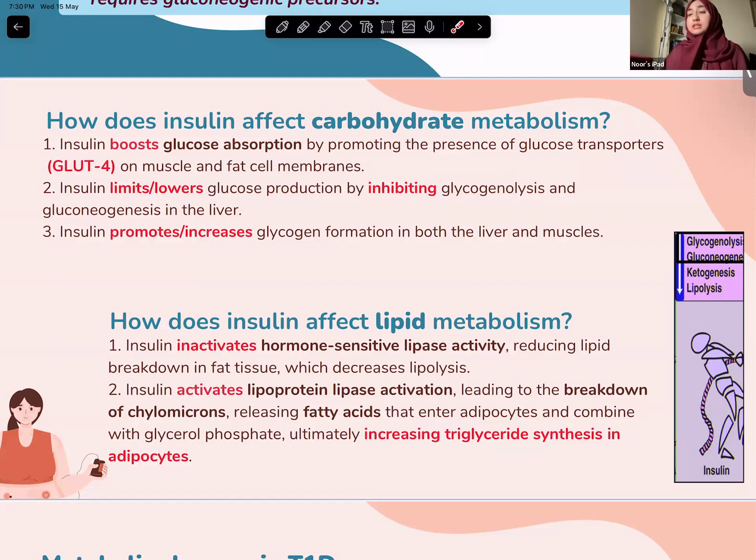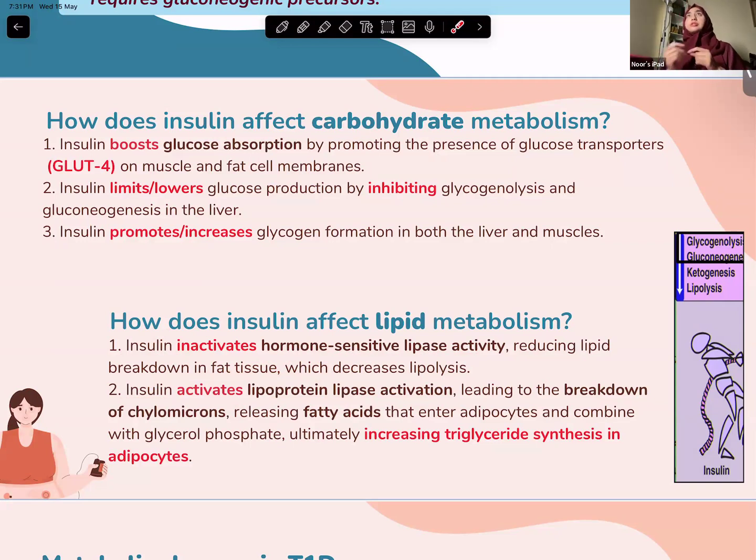So the overall result is that there's less fat breakdown, right? So it's trying to keep the fat, it's making sure the fat is not being broken down. And the next point talks about lipoprotein lipase activation. Remember, insulin inactivates hormone-sensitive lipase, and insulin activates lipoprotein lipase. So, insulin activates lipoprotein lipase, like I said, and that's a process that helps store fat.